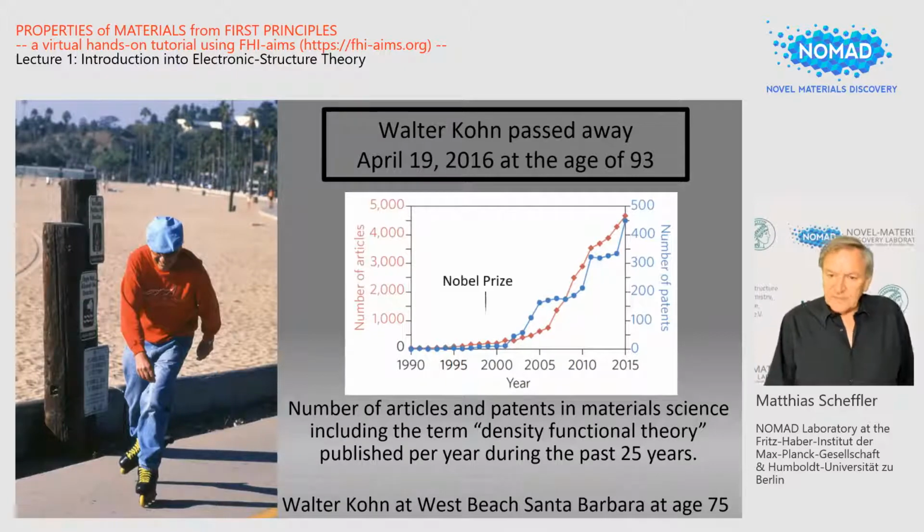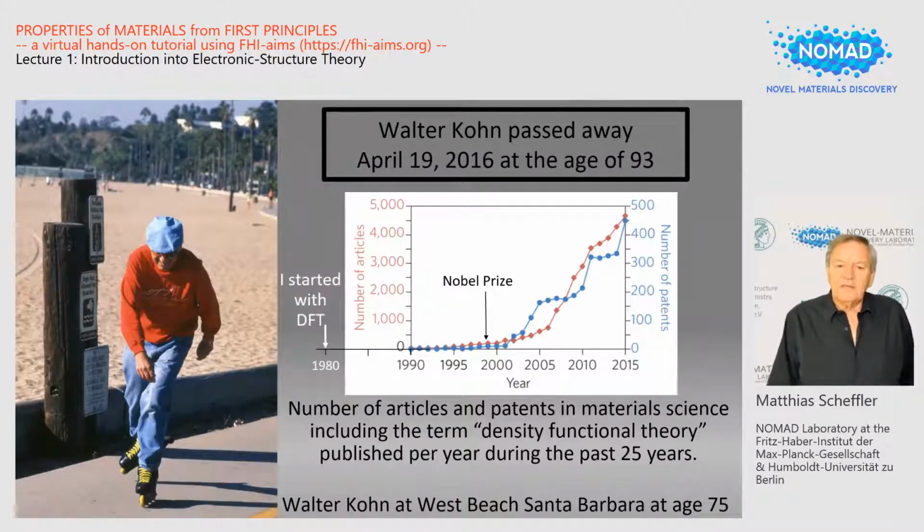It was realized that this is a good theory when Walter Kohn got the Nobel Prize. I started somewhat early in 1980, so basically nothing is seen here in 1990, even less was there in 1980. And of course, the theory started with Walter Kohn's work in 1964. This is basically where his left hand is on this picture.